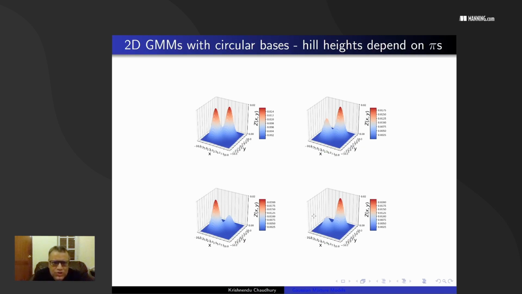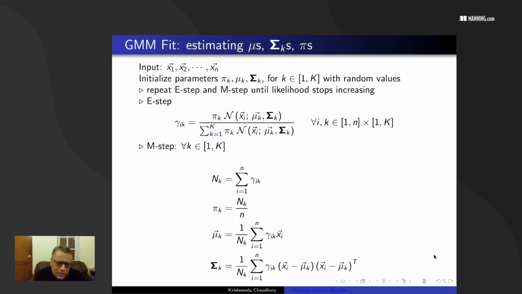This shows GMMs in 2 dimensions. These are with circular bases. Once again, you can observe that the hill heights depend on the pi's. In this case, the two pi values are equal on the top left, and they're unequal in the others, with one of them being larger. Sorry, the top left figure is the 2-component Gaussians, and then we have various combinations of pi values depicted here.